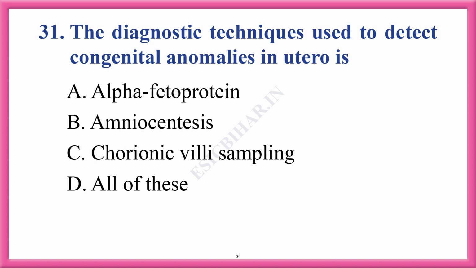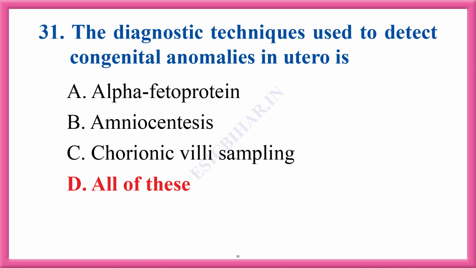Question 31. The diagnostic techniques used to detect congenital anomalies in utero are: A. Alpha-fetoprotein, B. Amniocentesis, C. Chorionic villi sampling, D. All of these. And our answer is D. All of these.